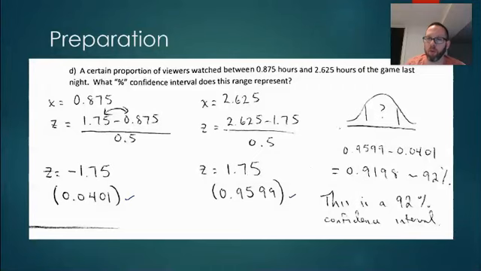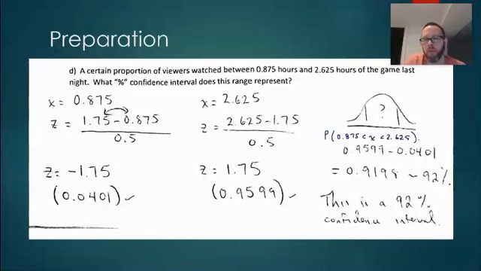And we learned when we're doing probabilities that are between, I should just rewrite that a little bit. When you're doing between questions, we just subtracted two probabilities. The probability that some random viewer watched between 0.875 hours and 2.625 hours was 0.9198. So it's actually a 92% confidence interval. So 92% of viewers watch between these amount of hours.